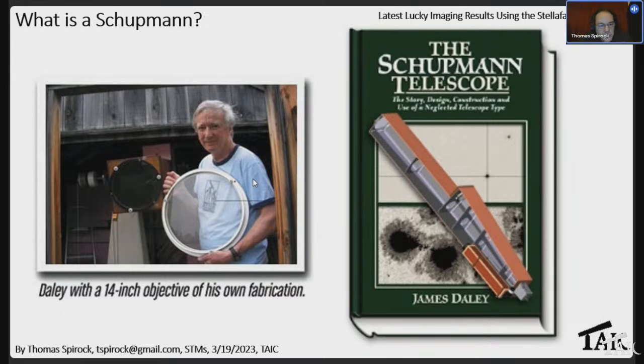So we'll talk briefly about a Schupmann telescope. The Schupmann telescope was invented by Ludwig Schupmann about 150 years ago in Germany, and it has gone through a variety of evolutionary steps. Most of the recent improvements, in the last 40 or 50 years, have been by James Daly. He's a very senior member of the Springfield Telescope Makers. And this is a picture of Jim on the left with a primary objective mirror that he made.